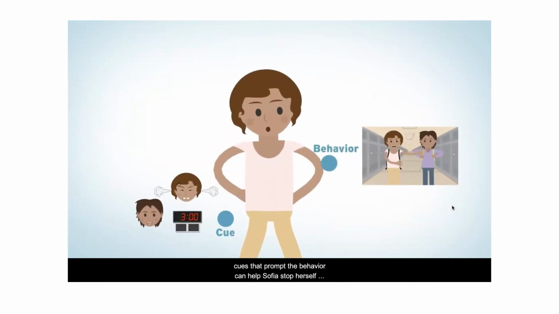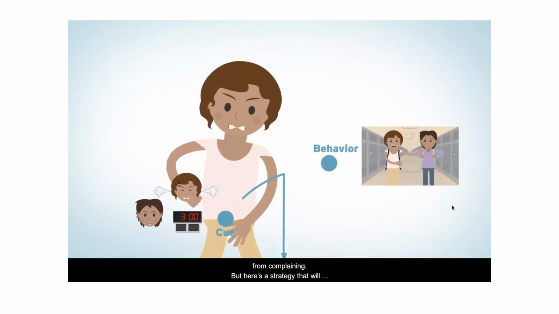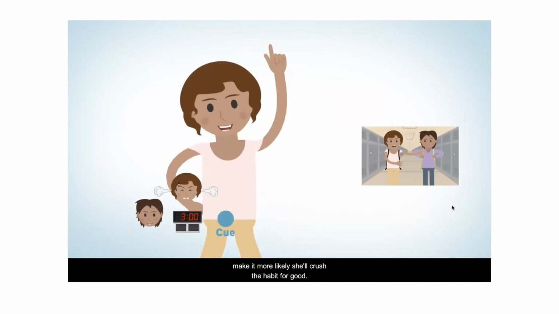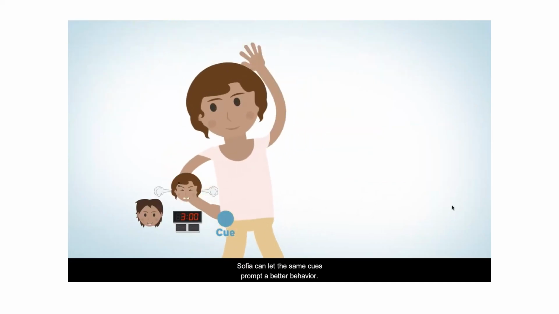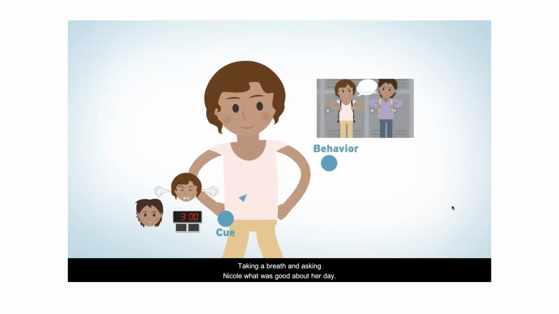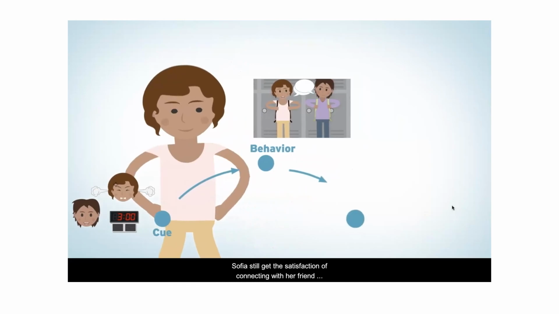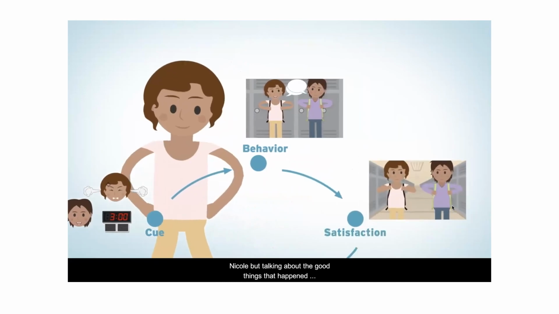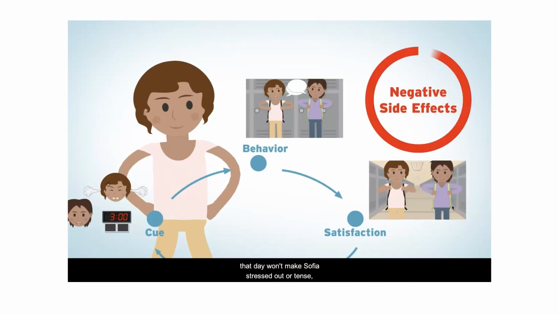Simply being aware of the cues that prompt the behavior can help Sophia stop herself from complaining. But here's a strategy that will make it more likely she'll crush the habit for good. Sophia can let the same cues prompt a better behavior, taking a breath and asking Nicole what was good about her day. Sophia still gets the satisfaction of connecting with her friend Nicole, but talking about the good things that happened that day won't make Sophia stressed out or tense, or annoy Nicole.